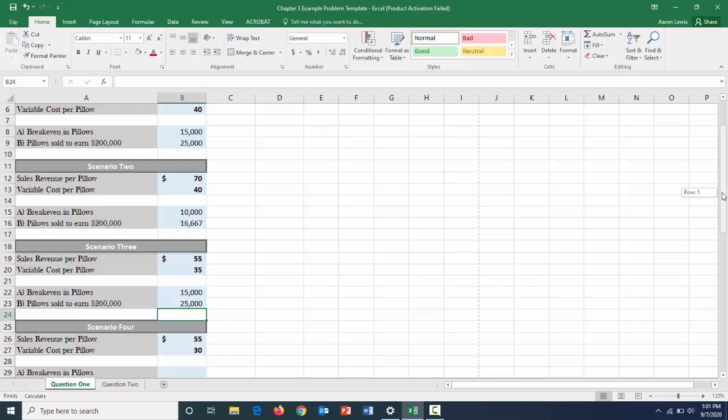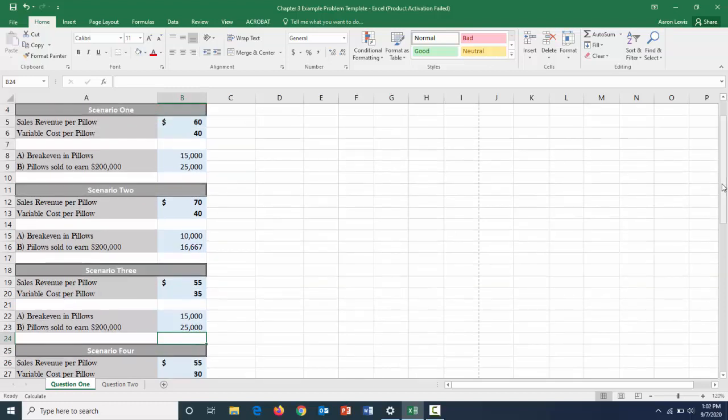As you can see, scenario 1 and scenario 3 have the exact same answers. Why? Because the contribution margin is the same. In scenario 1, the difference between our $60 sales price and our $40 variable cost was 20 bucks. In scenario 3, the difference between our $55 sales price and our $35 variable cost, 20 bucks. So it doesn't matter as much what changes for revenue and cost. It's what your contribution margin is that really matters.